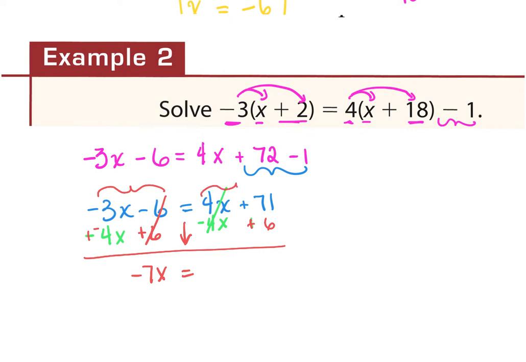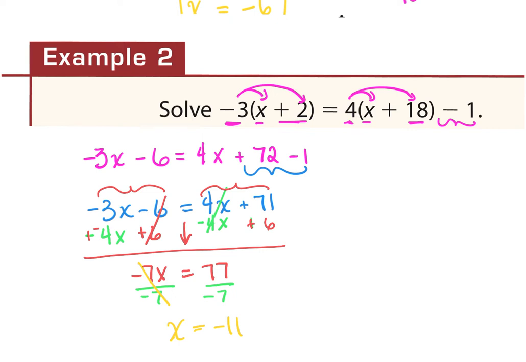You'll notice on this side I canceled out my variables. And I have 71 plus 6. This is my goal. Variables on one side, numbers on the other. And now that I have it, it's a pretty simple step. I'm going to divide by -7. So on the left, those -7s cancel. On the right, I have positive 77 divided by -7. What does that give me? -11. And I can check it, right?